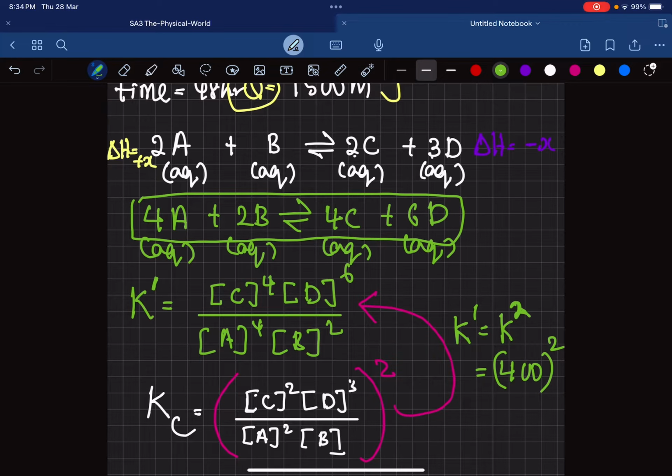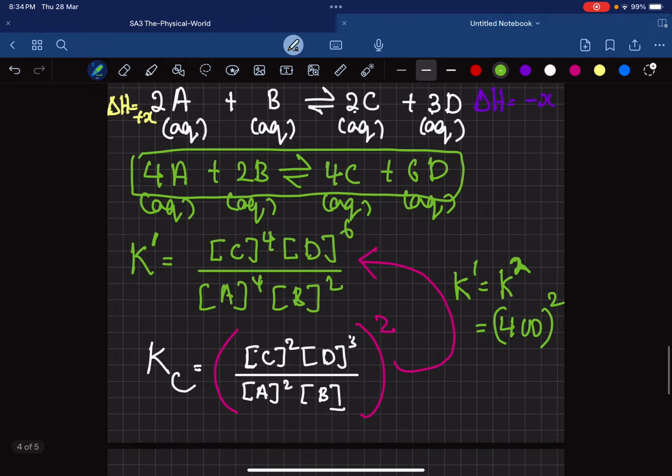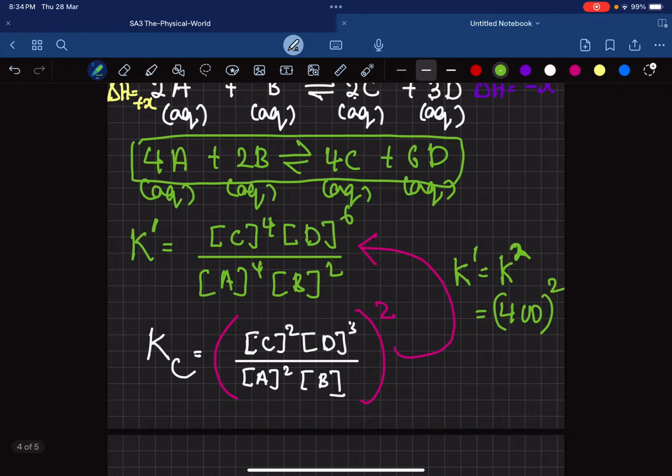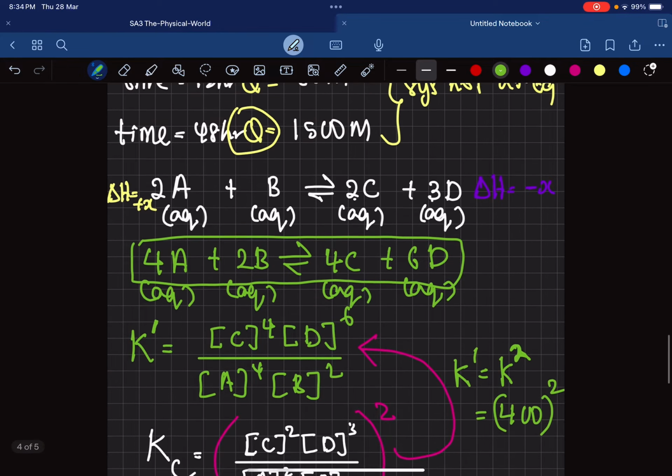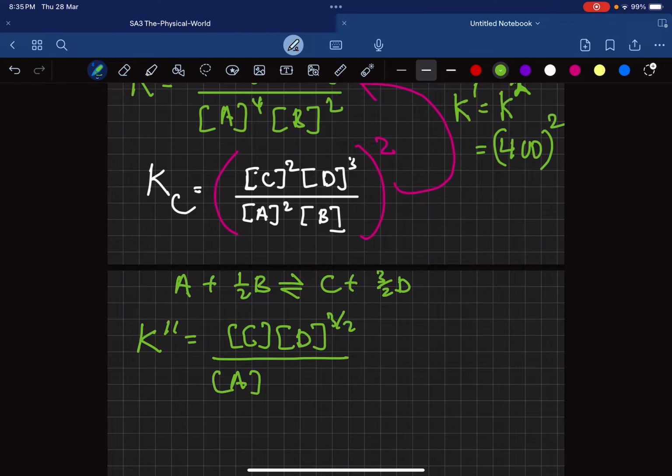So it all depends on how the equation is presented to you. Let's say the equation presented to you was, I'm going to copy this again, A plus half B gives C plus 3 over 2 D. Let's say the equation is given to you like this. You notice the original equation has been divided by 2. So if I write the K expression here, let's say K double prime, it's going to be C and then D to the power of 3 over 2, over the concentration of A and the concentration of B to the power of half. That's what I'm going to get, correct?